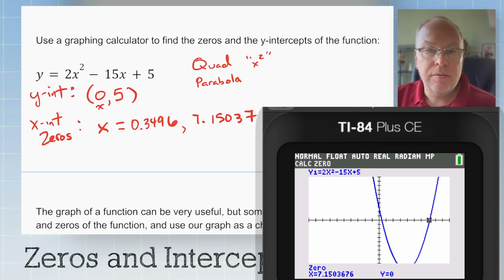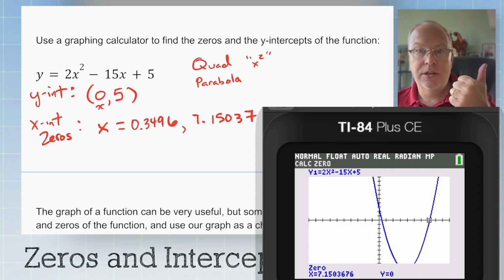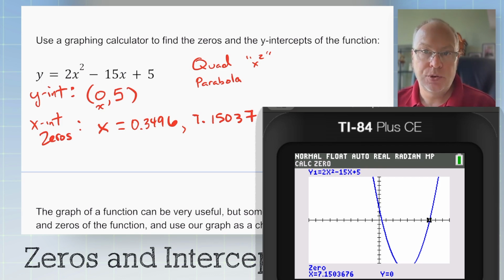And I'm not really rounding consistently here. Actually, yeah, 37. All right, so that's how you use the calculator to find a value, in this case the y-intercept, and then I use the calculator to find the zeros. And it was all that second trace, which is where you can find mins, maxes, and now you know you can find zeros and also values there.